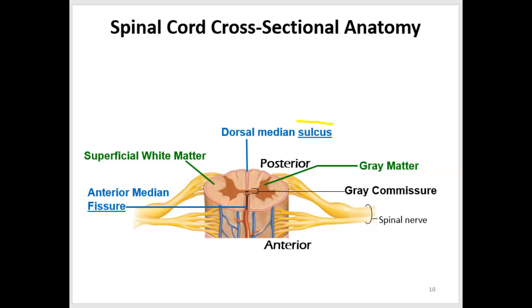The other thing that I'd like you to notice, besides telling anterior from posterior, is to notice the locations of white matter versus gray matter. You may remember in the brain that gray matter was superficial and white matter was deep. The opposite is true in the spinal cord. So in the spinal cord, the white matter is superficial and the gray matter is deep.